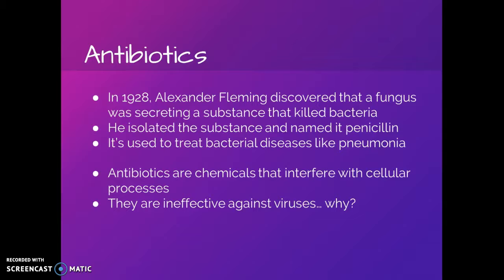The first antibiotic was discovered in 1928 by Alexander Fleming. He was working in the lab and realized that there was a fungus in a petri dish that was able to inhibit the growth of bacteria. So he isolated it, he named it penicillin, and now it's used to treat bacterial diseases like pneumonia.